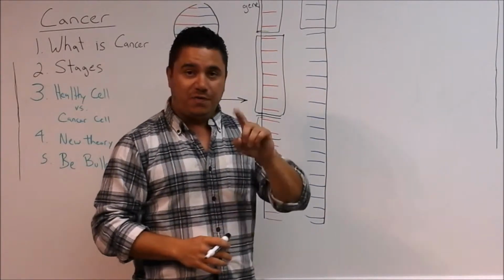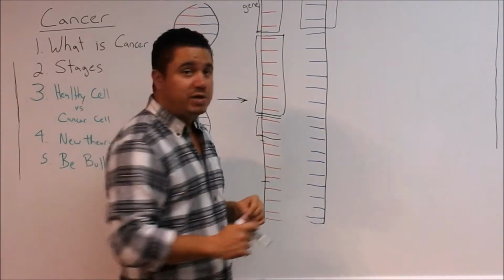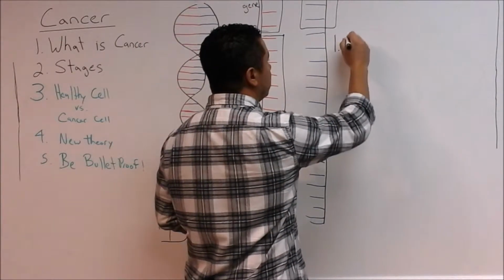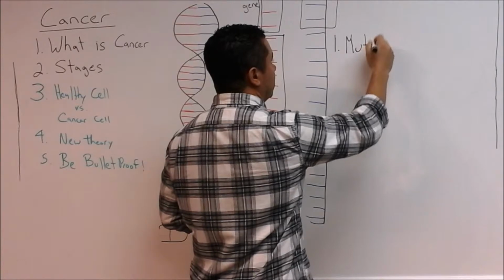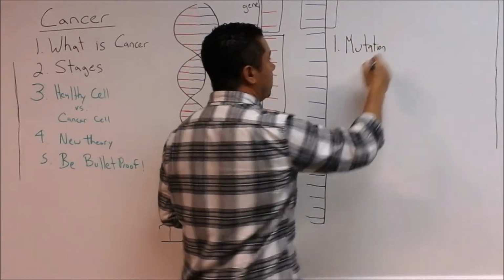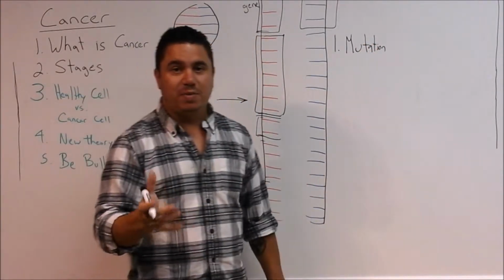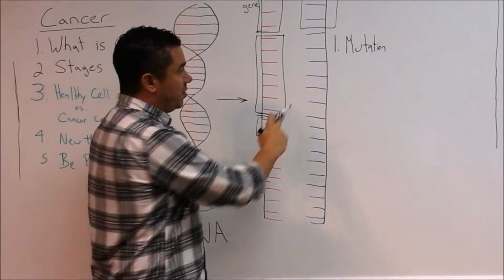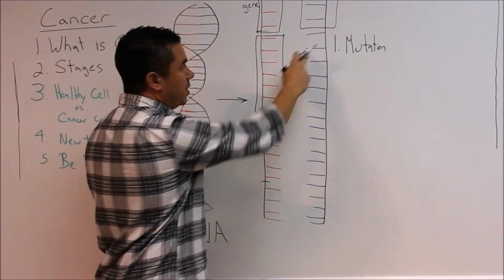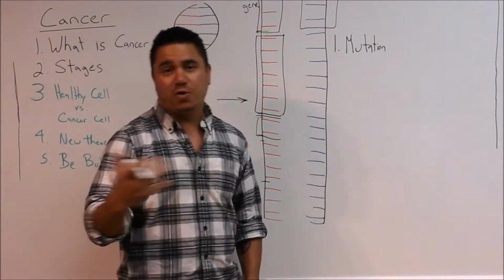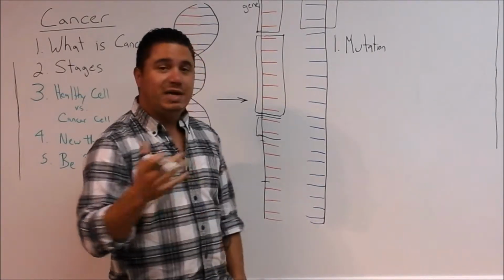Now, I want you to understand what has to happen in order for cancer to occur. The first thing that has to happen is something called a mutation. A mutation, very simply put, is this. These little rungs are instructions on how to make a certain protein. What a mutation is this.